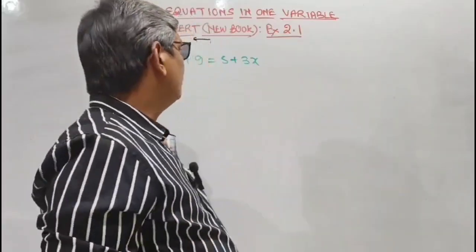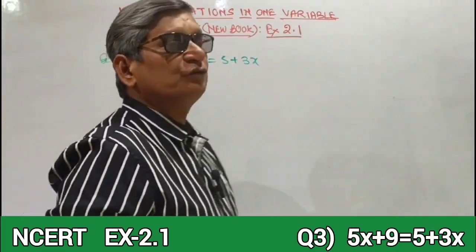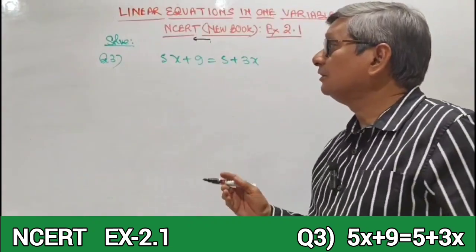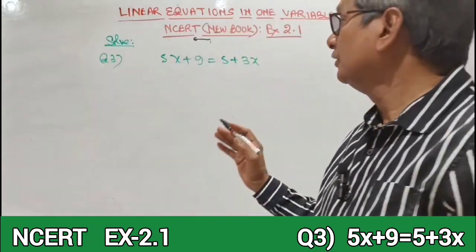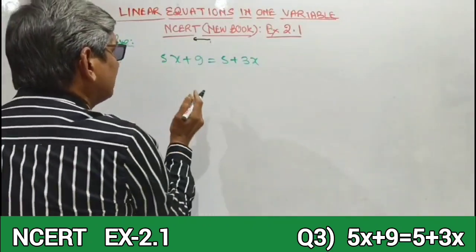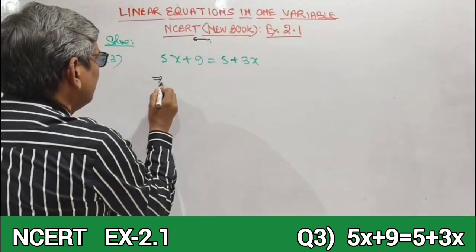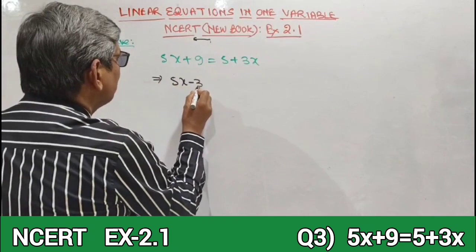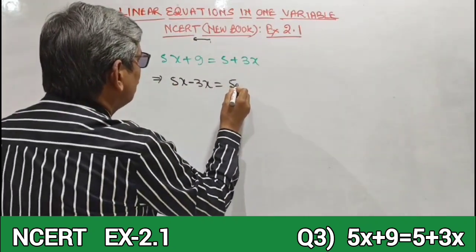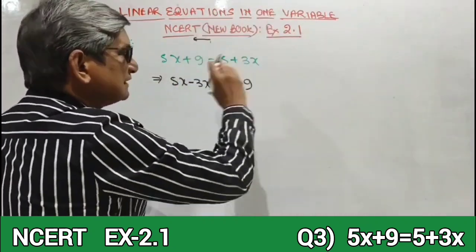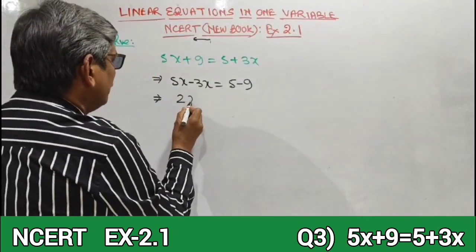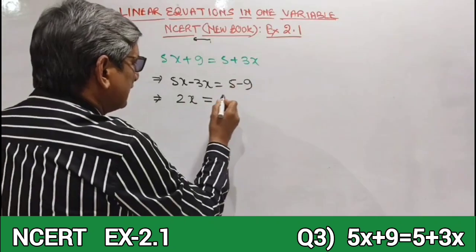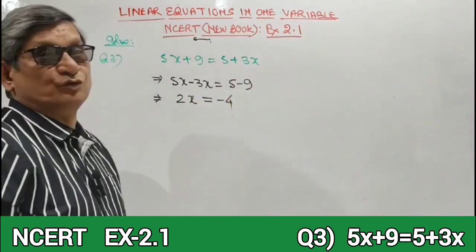You have an equation 5x plus 9 is equal to 5 plus 3x. In this case, you would like to get all the variables together and all the numerals together. So this 3x is shifted to the left, that is, transposed to the left hand side. So it becomes 5x minus 3x is equal to plus 5 minus 9, because 9 is going to the right hand side. So 5x minus 3x is equal to 2x, and 5 minus 9 is equal to minus 4.